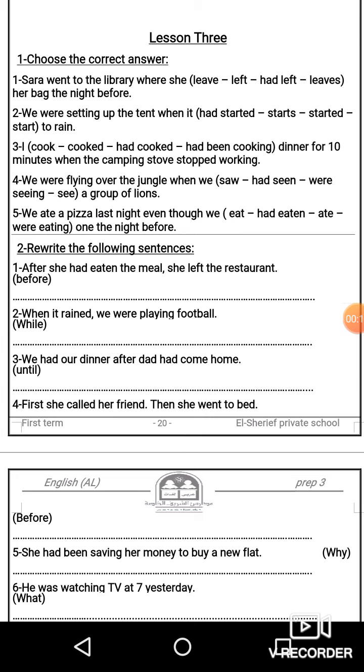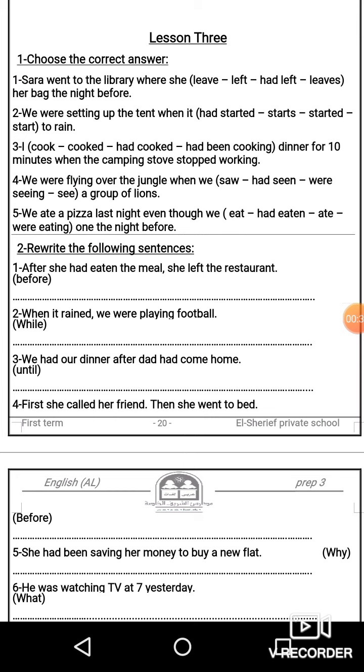1. Sarah went to the library where she had left her bag the night before. She went to the library where she had left her bag the night before.